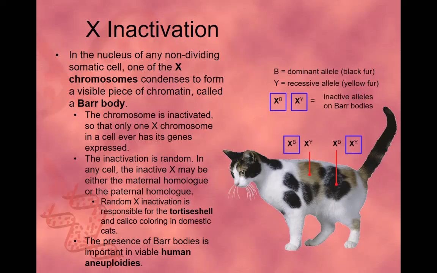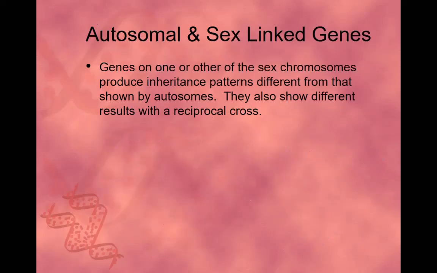In those areas where we do see the black, the B is turned on, but the y for yellow, or the kind of tannish color, is turned off. And so we have both of those colors, and then if they're both expressed and nobody's turned off, you end up with the white. All right. So genes on one or the other sex chromosomes produce inheritance patterns that are different from what we would see with autosomes. They also show different results with a reciprocal cross.